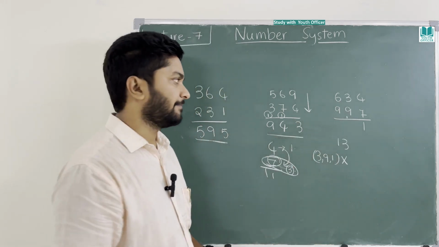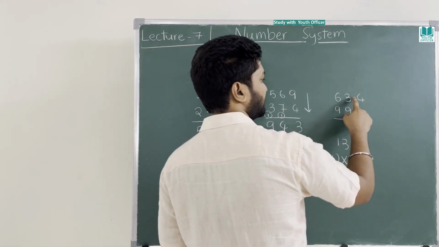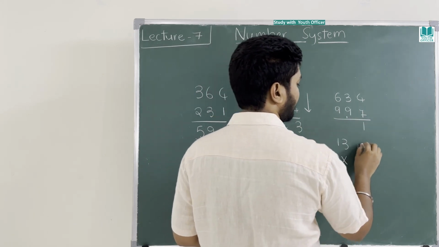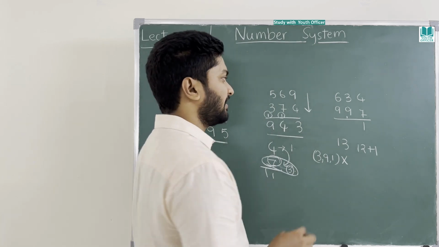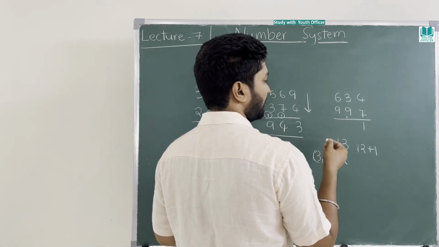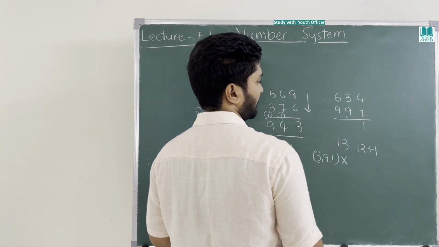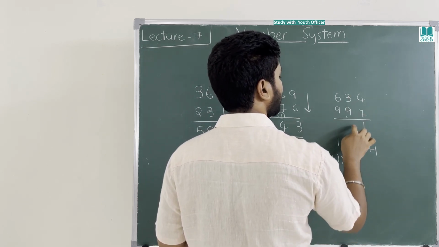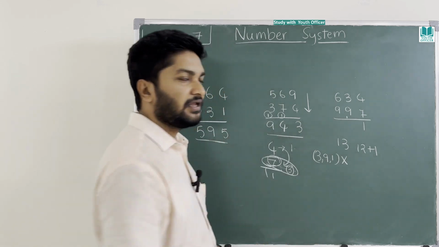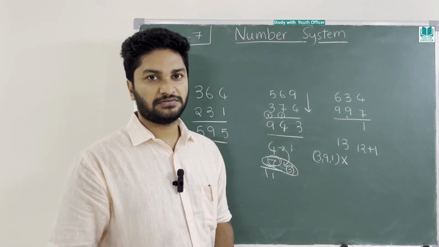How to do it easily? You don't add 3 and 9 first, make it 12, then add 1. This is a very difficult process. Sometimes what happens? You forget the carry. And in a hurry you don't see the 1 and then you calculate 3 plus 9 is 12, something like that. And then your exam is gone for a toss.